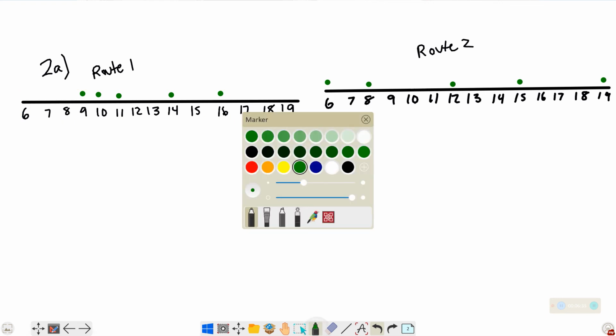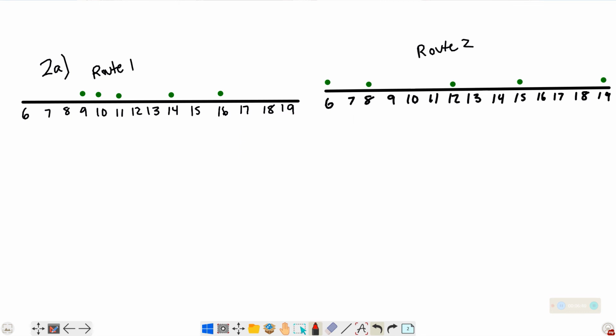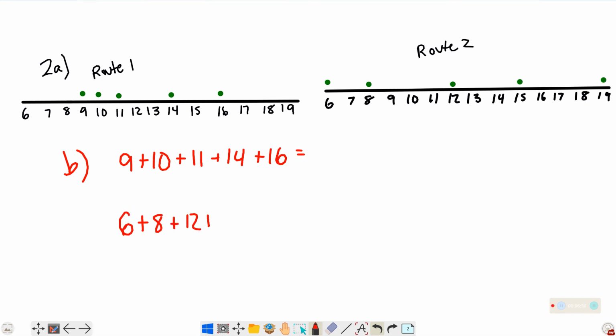Then B says, do the dot plots have the same mean? So we're going to add up all those values for each route. And then for route 2, we have the same. Once we're done, we want to divide by how many there are. So 1, 2, 3, 4, 5. 1, 2, 3, 4, 5. So add those all up.